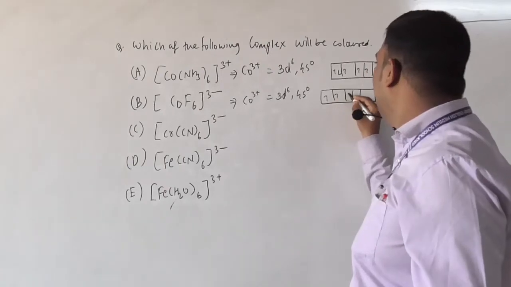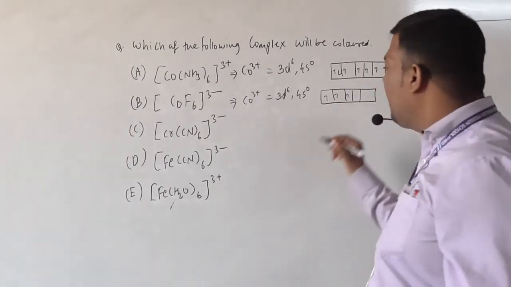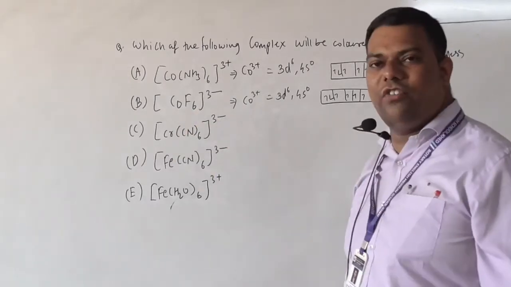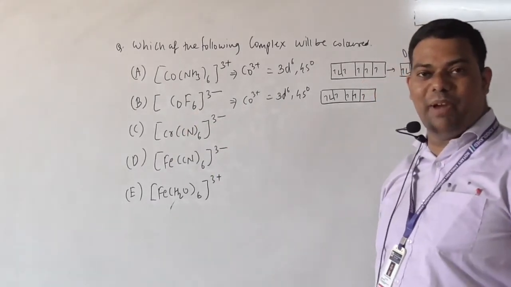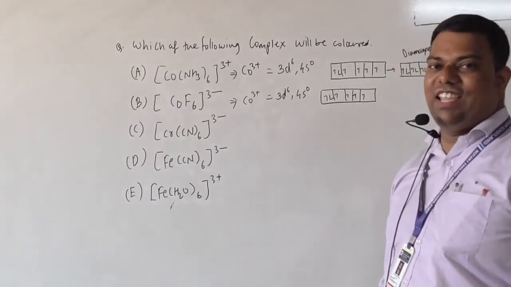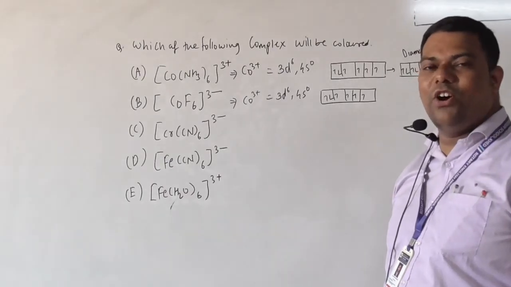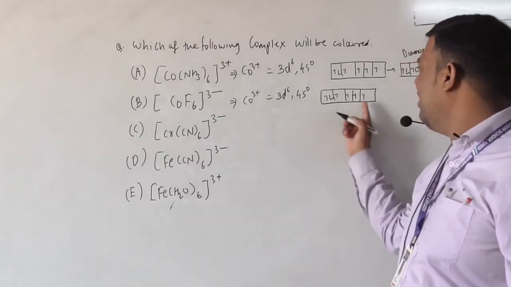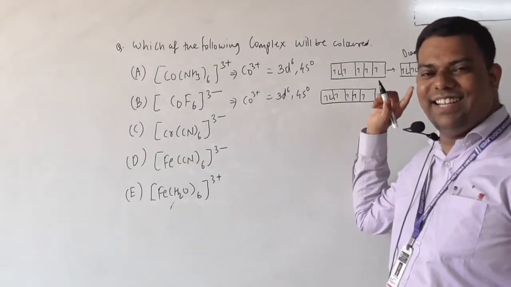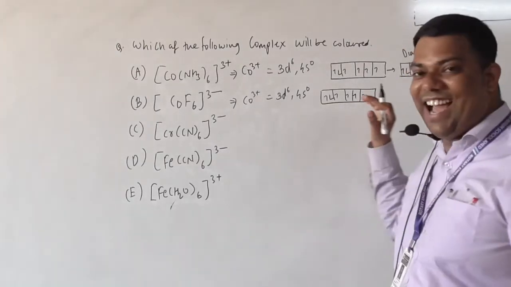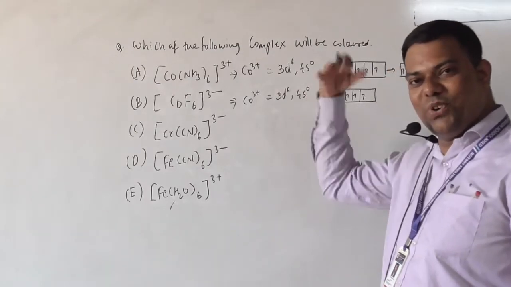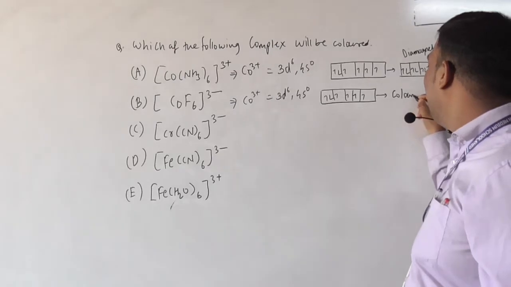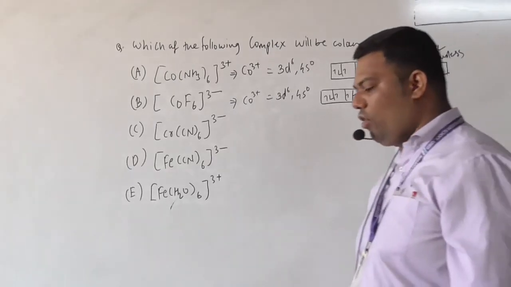Okay, 1, 2, 3, 4, 5 and 6. So every one you are refilling, so will it pair up or not? Yes, it will not pair up because it is refilled again. So all electrons will remain as they are. Then it has a tendency to show color because there is an unpaired electron. So here we can mention colored complex.